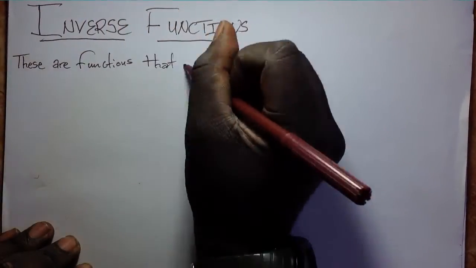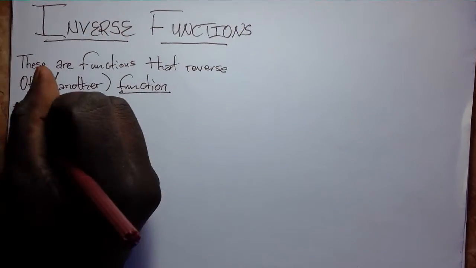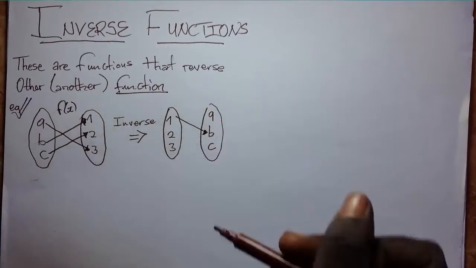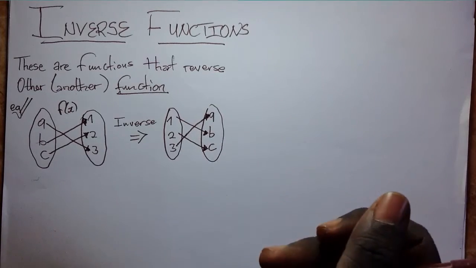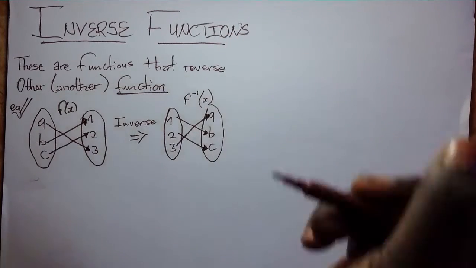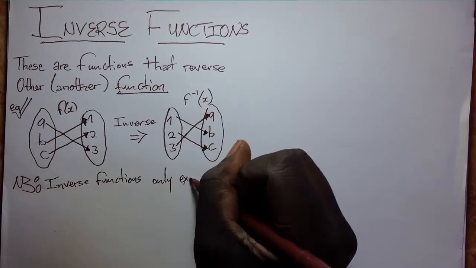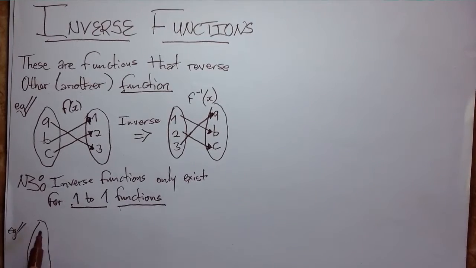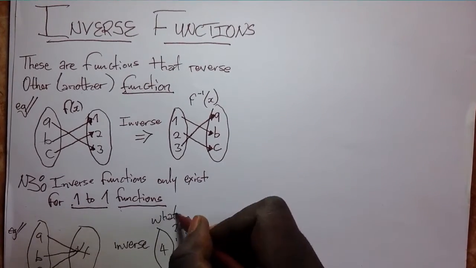Inverse functions are basically functions that reverse other functions. For example, here the inverse of this function will create a reverse route to the original function, and the inverse of this function is denoted like this. So from the above example, we can see that inverse functions are only for one-to-one functions. Now imagine a many-to-one function. How do we begin to find the route backwards?